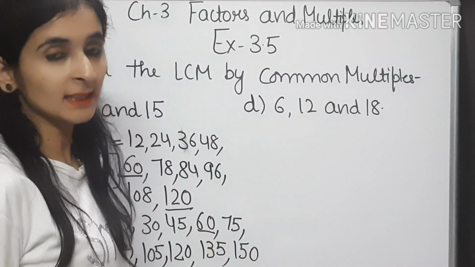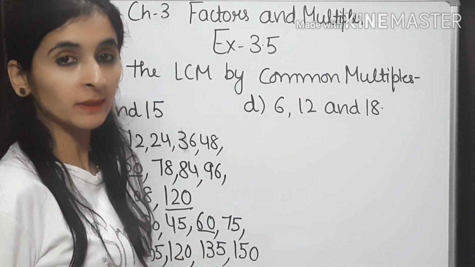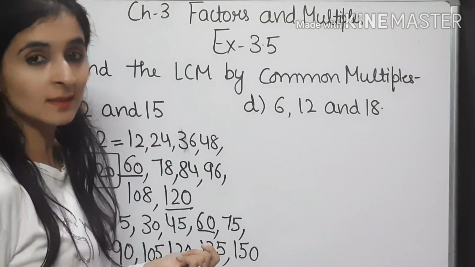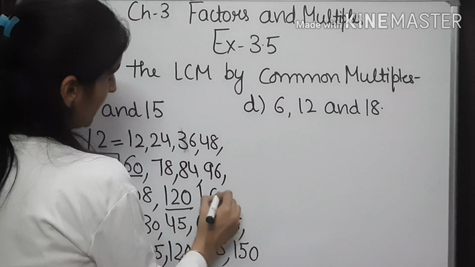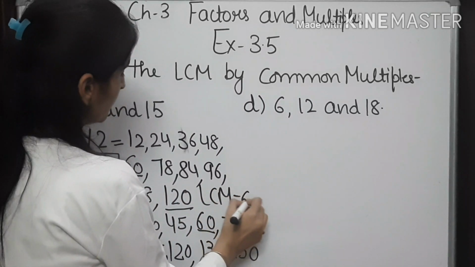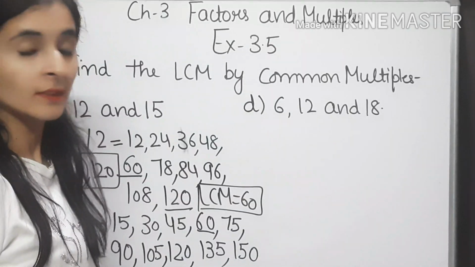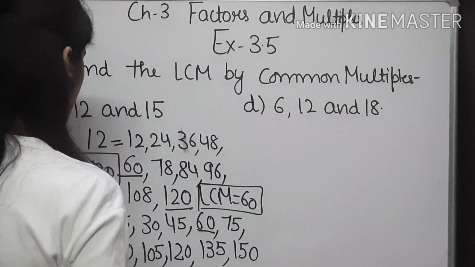Now what about LCM? LCM is the smallest number among the common multiples. So among 60 and 120, which one is the smallest number? The smallest number is 60. So the LCM will be equal to 60. Is it clear? LCM of this number will be equal to 60.